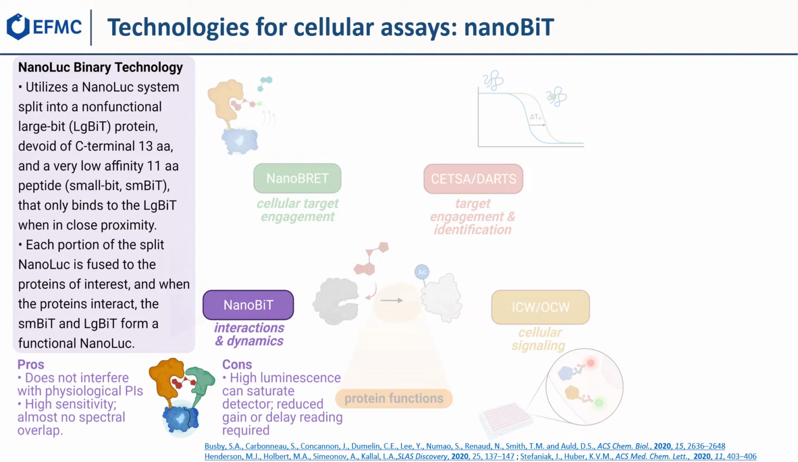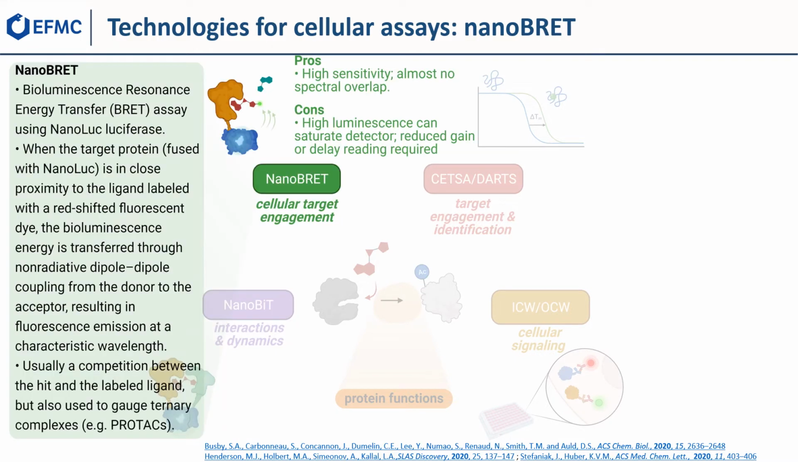Attention should be paid to the fact that high luminescence can saturate the detector, and therefore reduced gain or delayed reading is required. NanoBRET technology uses bioluminescent resonance energy transfer, or BRET, with the energy donor being NanoLuc and the acceptor being a fluorescent ligand.